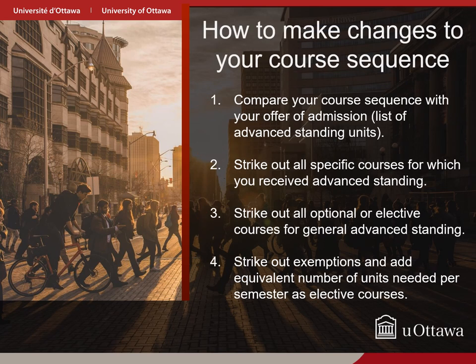So how do you make changes to your course sequence? You compare your course sequence that you can find online to your offer of admission. In your offer of admission, you'll find the list of advanced standing units that you were granted. You can then strike out all the specific courses for which you received advanced standing in your course sequence. You can then strike out the optional and elective courses for general advanced standing that you received. Finally, you can strike out exemptions and add the equivalent number of units needed as elective courses.